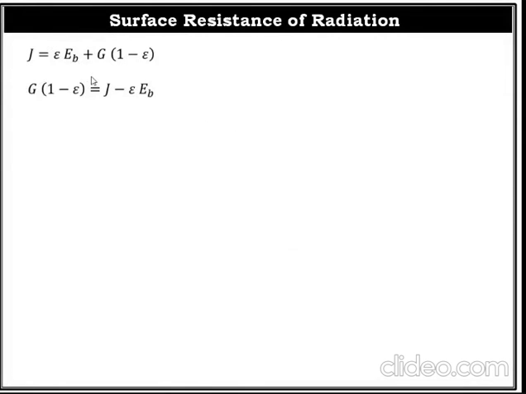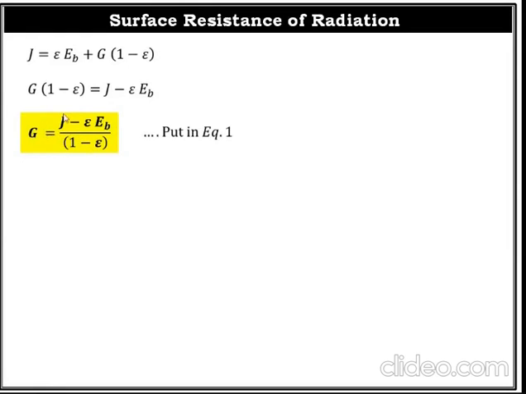Now rearrange this. So we are rearranging, shifting this. So it becomes J minus emissivity into emissive power of black body. So we are shifting this part only. So it becomes minus. Now irradiation G is equal to J minus emissivity, emissive power of black body in the numerator, and in the denominator 1 minus emissivity.